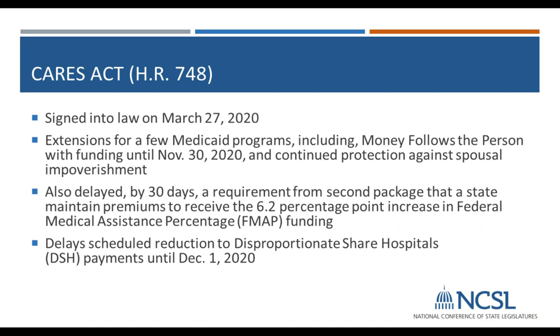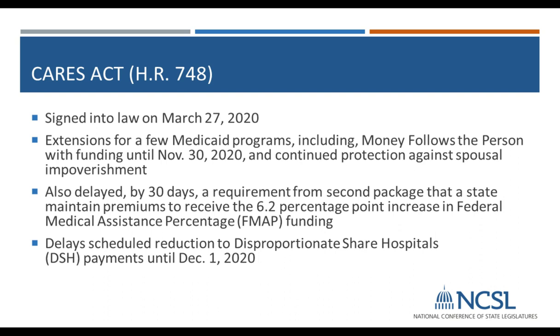The bill also included an update from the previous legislation I just discussed, a delay by 30 days, a requirement from the Families First package that a state maintain premiums to receive that 6.2% FMAP increase for funding. The bill also delayed scheduled reduction to disproportionate share hospital, also known as DSH payments, until December 1st, 2020.